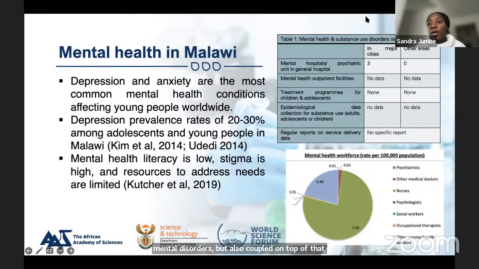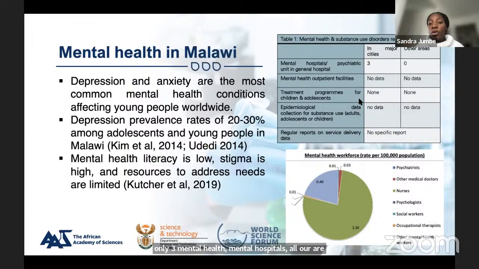The government allocates 1% of the healthcare budget to mental health services. If you look at the table over there, the whole country has only 3 mental hospitals. All are situated in the cities, which means people in rural areas are neglected. There are no outpatient facilities.